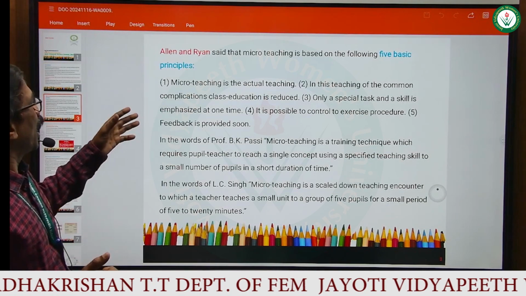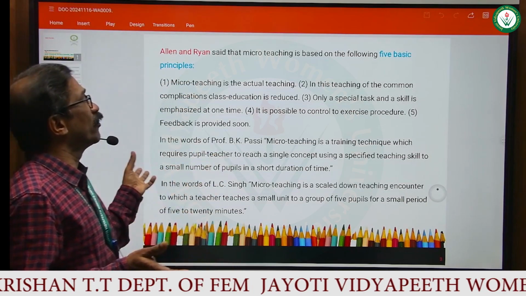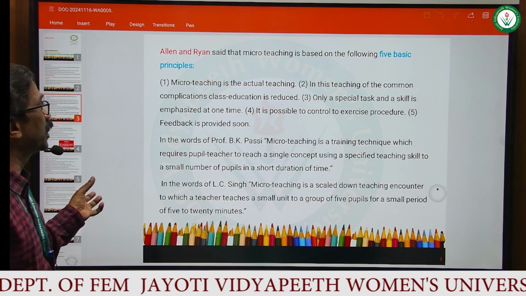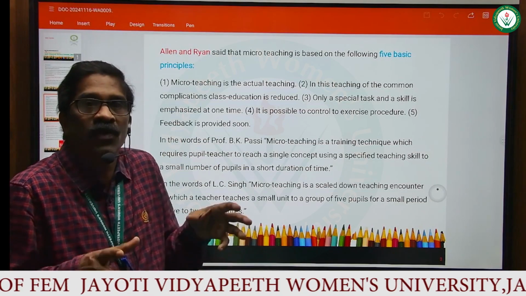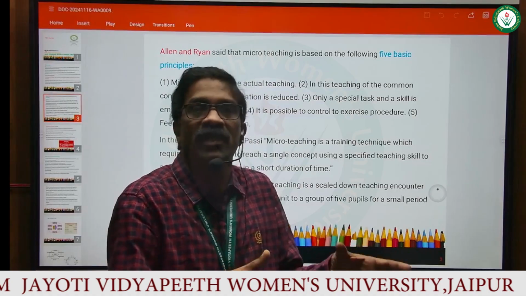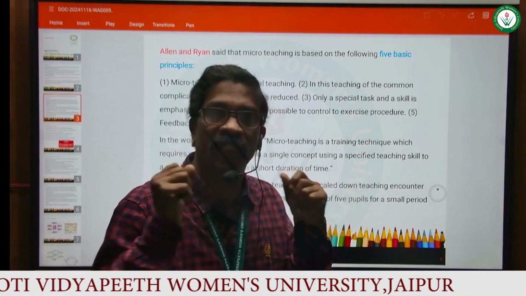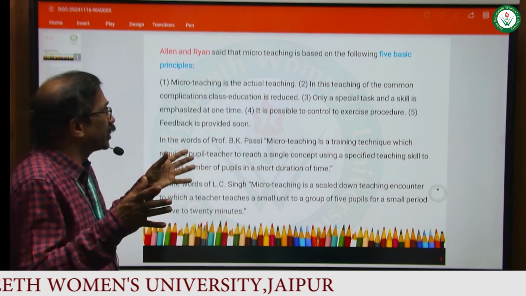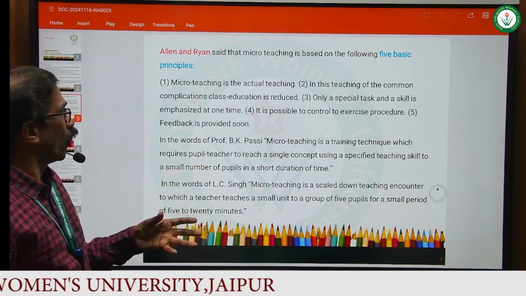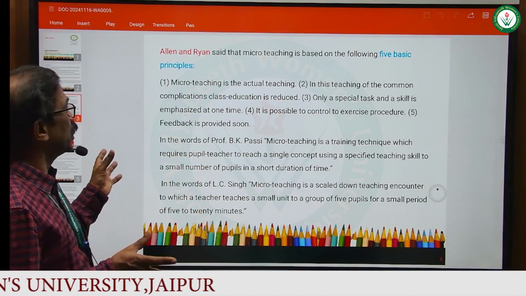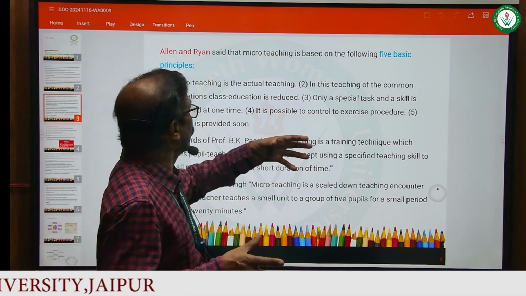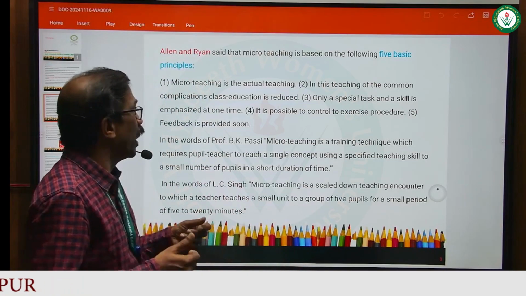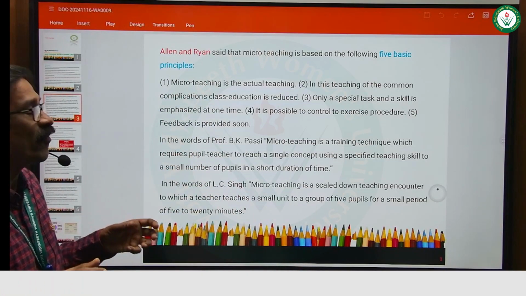In the words of Allen and Ryan, micro teaching is based on the following five basic principles. Micro teaching is actual teaching. It is also real teaching, but the time duration is very small, so the selection of the topic is also very small. That is why it is a teaching strategy to improve competencies. In this teaching, the common complications of classroom education are reduced, and only a special task and skill is emphasized at a time.